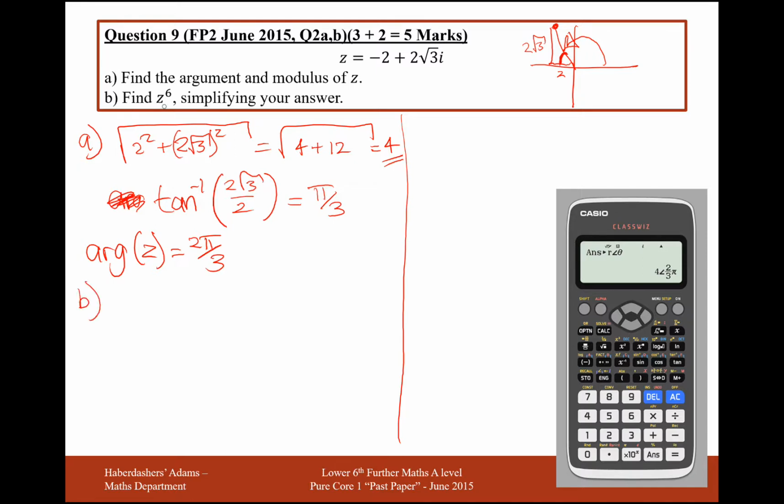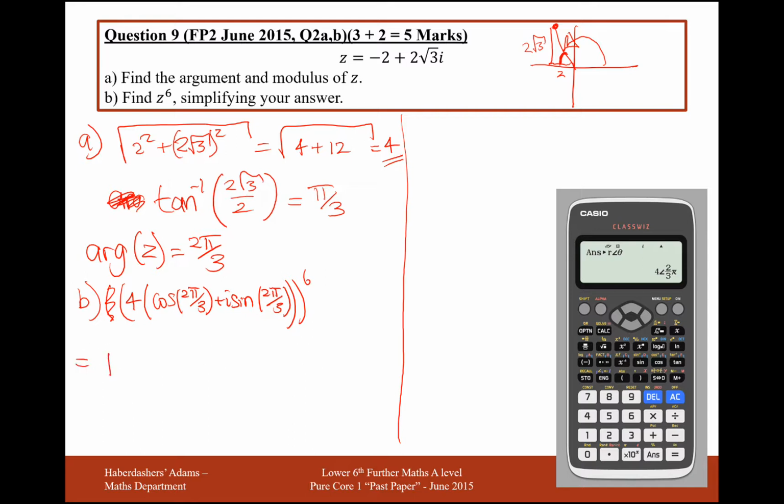Okay, find z to the 6, simplifying your answer. Now, instead of expanding this complex number out 6 times, what's going to be easier to do is to do it in modulus argument form. So it's going to be 4 times cos 2 pi by 3 plus i sine 2 pi by 3, and these are going to be multiplied together 6 times.